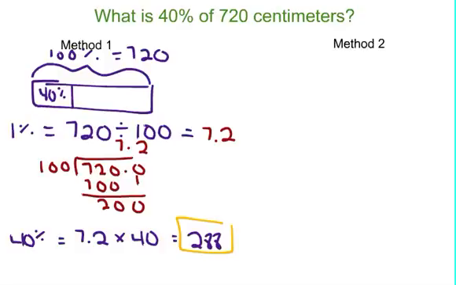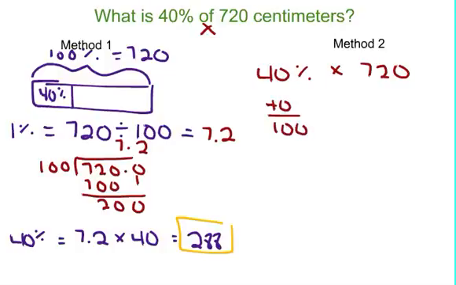Let's try the other method. Now we're going to find 40% of 720 centimeters by multiplying, because the word of really means multiplication. So we would do 40% times 720. Before you can multiply, we'd have to turn our percent into a fraction. So 40% is really 40 out of 100 times 720 over 1. In this one, we can cross simplify.